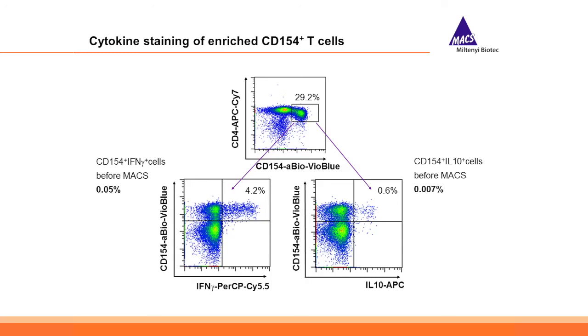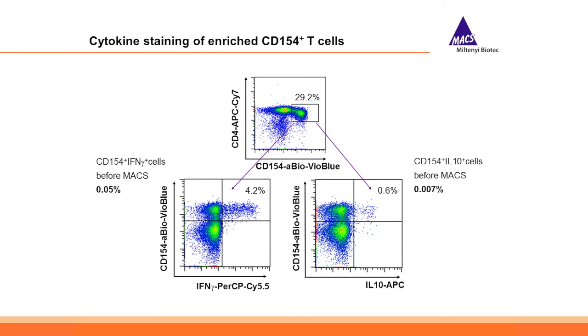And now we stained here again CD154, and this time versus a cytokine, so intracellular cytokine staining. This is interferon gamma, and you see we have a frequency of 4.2% of interferon gamma positive antigen reactive T cells in the enriched sample. Without enrichment, we were only able to detect 0.05%, a very, very low frequency, also below the detection limit. So here the statistics might not be very robust.